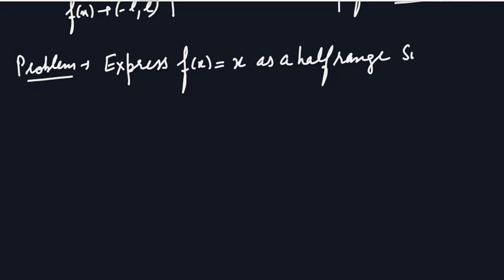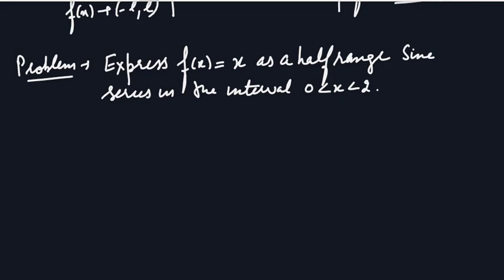Express the function f of x, which is given to be x, as a half range sine series in the interval 0 to 2.